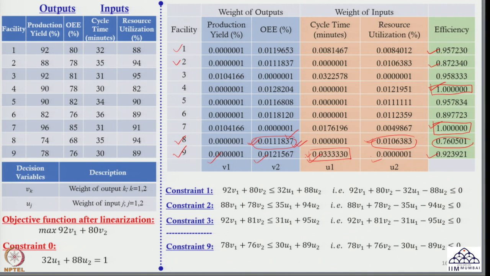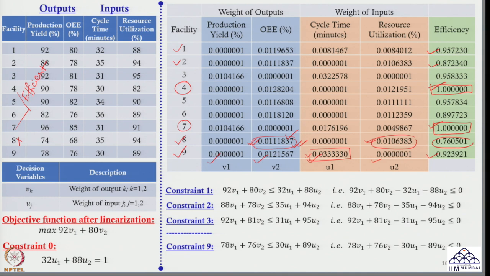The first question was, out of these 9 facilities, which facility is more efficient? So I can say facility 4 and facility 7, these are efficient because their efficiency score is 100%. Now the rest are all inefficient, but among the inefficient facilities, I can see facility 8 is the most inefficient because their efficiency score is 76%. They still can improve the efficiency by 24%.